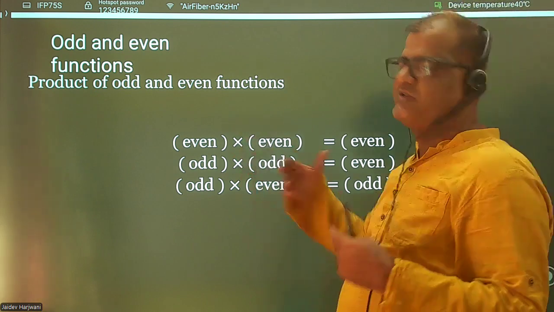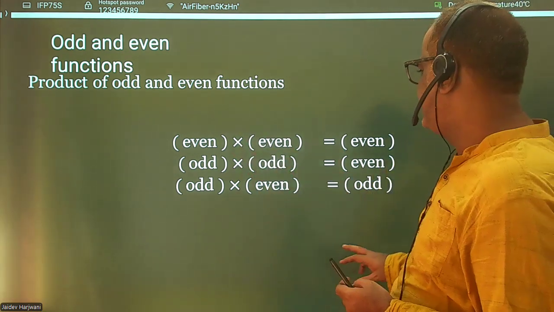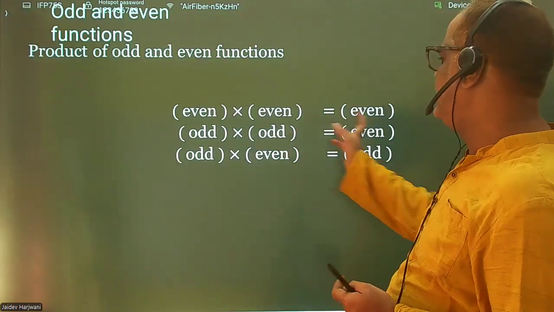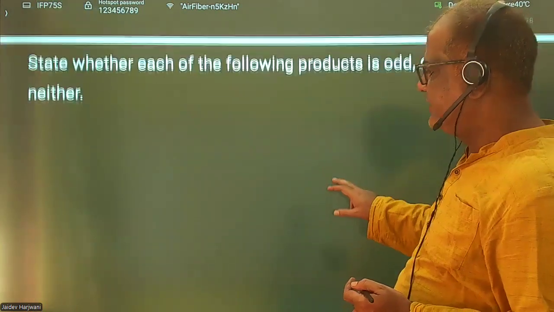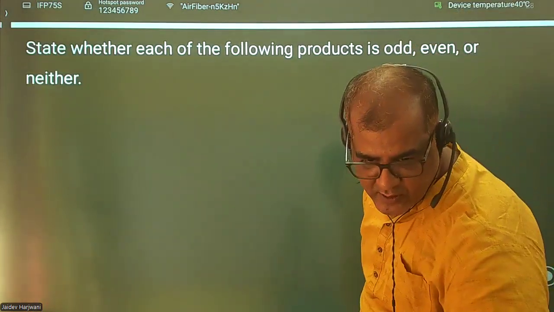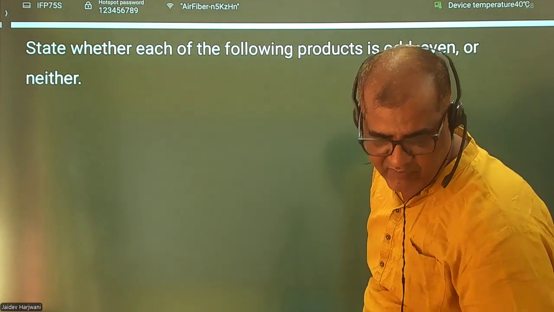If you have two functions which are even, when you multiply, that function will become even. If you have two odd functions, that becomes even. If you have odd and even, that function becomes odd. Let us see some questions. Identify odd and even functions.